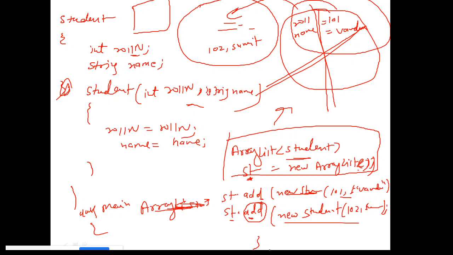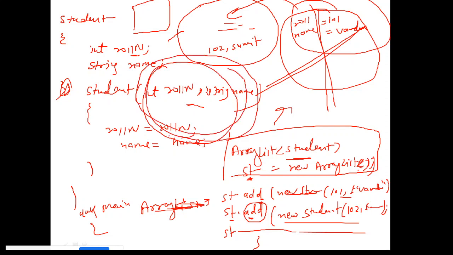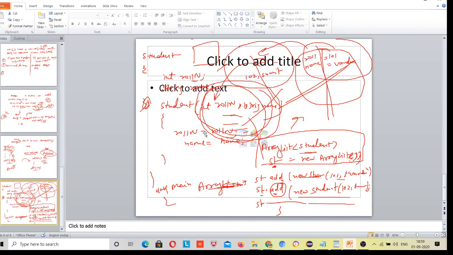Suppose you add another one, st dot add student 3, so temporary memory will be allocated. This data will be copied to this array list, then the new one will be added to it, and the old one will be available for garbage collection. So this happens internally. Now don't assume too much, just understand what is going on. The compiler is responsible to perform these tasks.